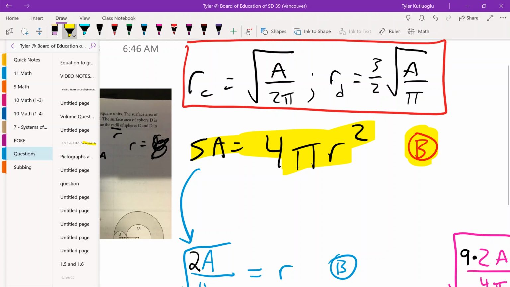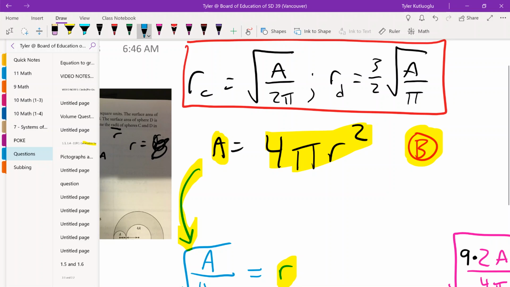That's the formula I'm going to use for B. So really I'm saying that A, which is the surface area of sphere B, is equal to 4 pi r squared. Then I want to rearrange that to isolate for R. So the radius is equal to the surface area A, whatever that surface area is, divided by 4 pi, all square rooted.